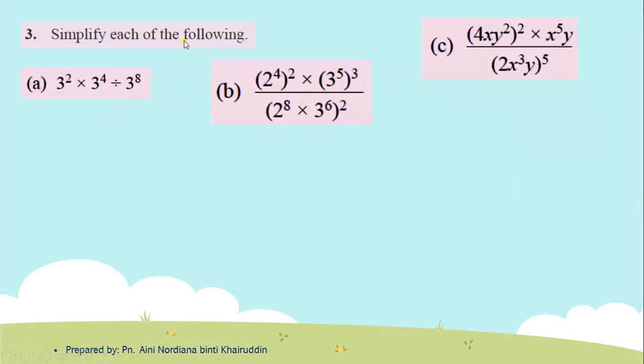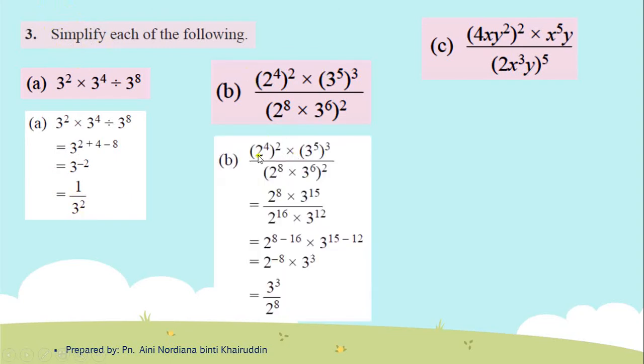Simplify each of the following. For A, we just use the laws of indices. 2 plus 4 because multiply here, minus because divide here, so minus 8. So get 3 to the power of negative 2, then change to the positive index form. So 1 over 3 to the power of 2. You don't have to find the value of 3 to the power of 2 because the question asks you to simplify. If the question asks you to find the value, the answer will be 1 over 9.